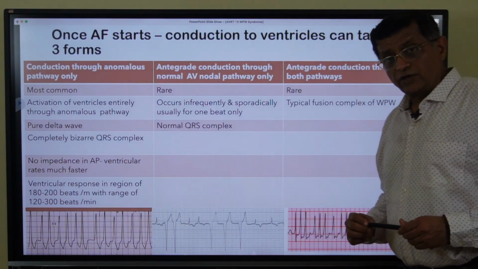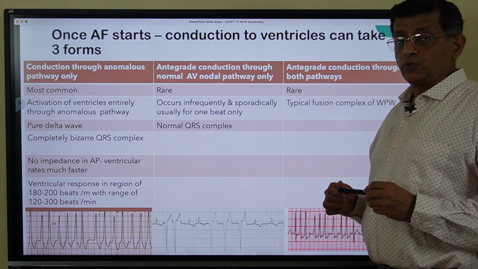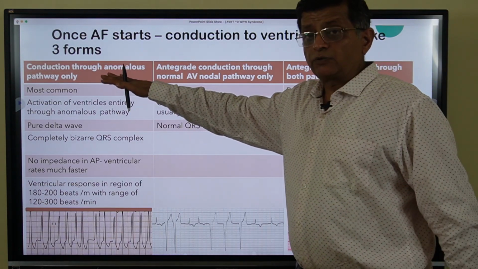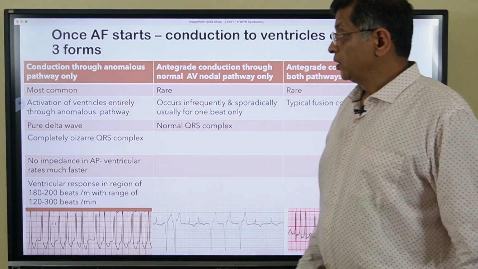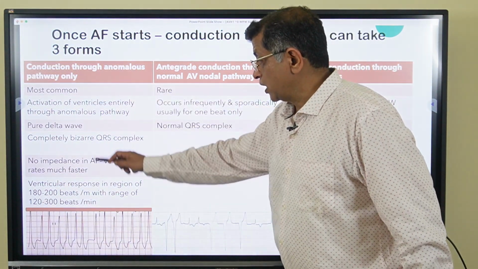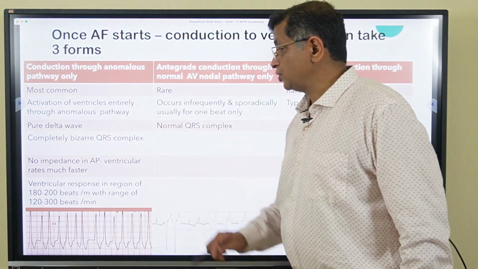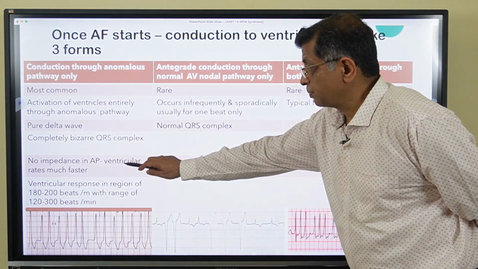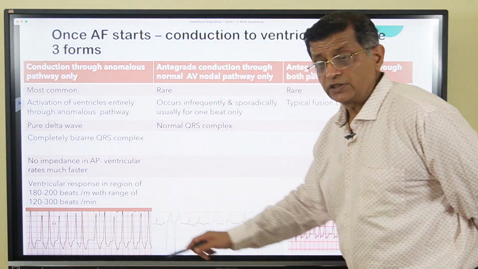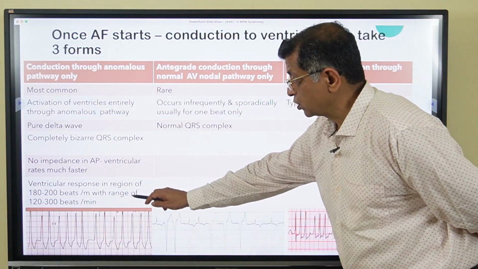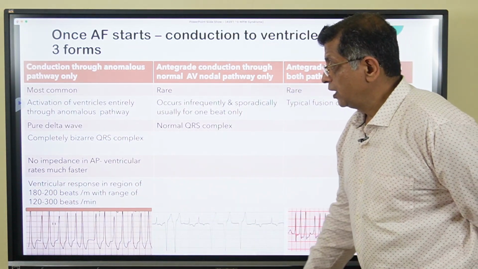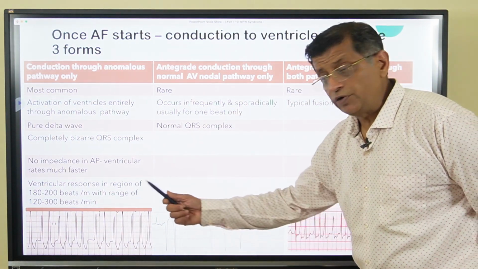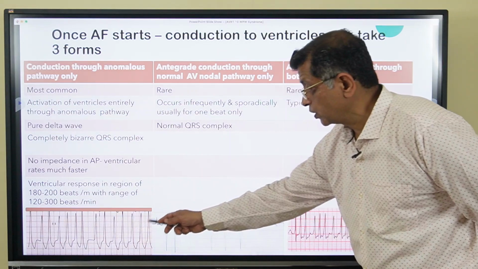Whenever atrial fibrillation occurs in a patient with WPW, it may take one of three routes. Conduction through the anomalous pathway only. This is most common. Activation of the ventricle is essentially through the anomalous pathway. The pure delta wave will be seen, completely bizarre QRS complex. No impedance in the accessory pathway, so ventricular rates are much faster, and this is dangerous. Ventricular response in the region of 182 to 200 beats per minute, and sometimes even up to 300 beats per minute. This can rapidly degenerate into VT or VF. See the wide QRS, a dangerous looking tachycardia.